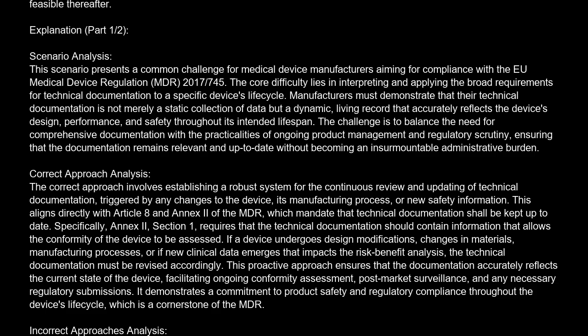This aligns directly with Article 8 and Annex II of the MDR, which mandate that technical documentation shall be kept up to date. Specifically, Annex II, Section 1, requires that the technical documentation should contain information that allows the conformity of the device to be assessed. If a device undergoes design modifications, changes in materials, manufacturing processes, or if new clinical data emerges that impacts the risk-benefit analysis, the technical documentation must be revised accordingly.